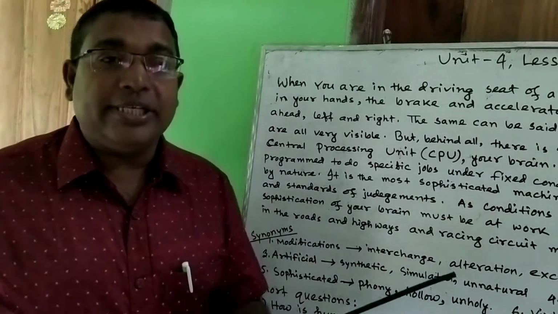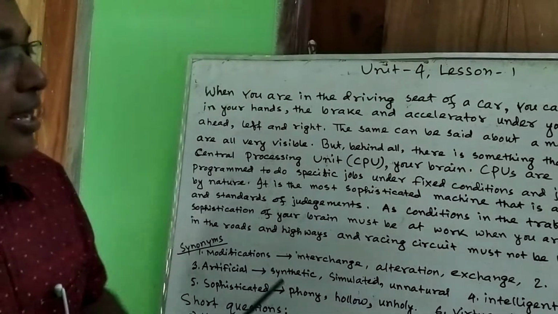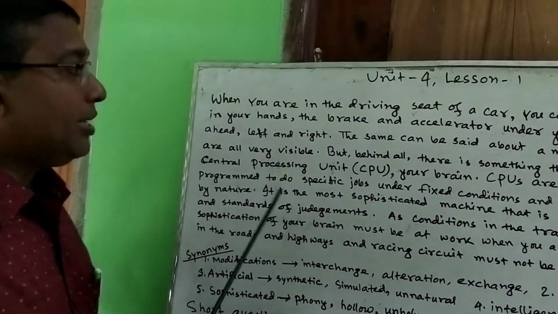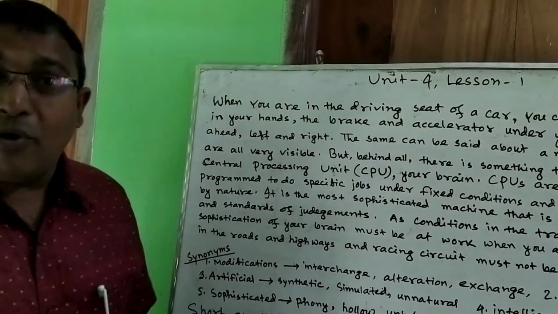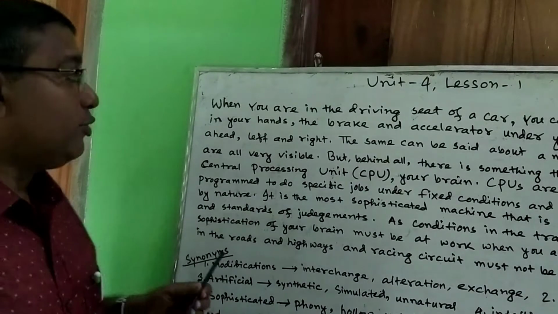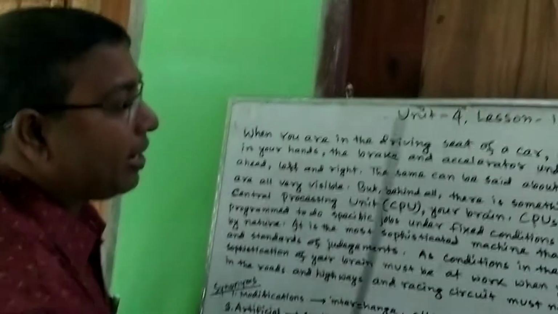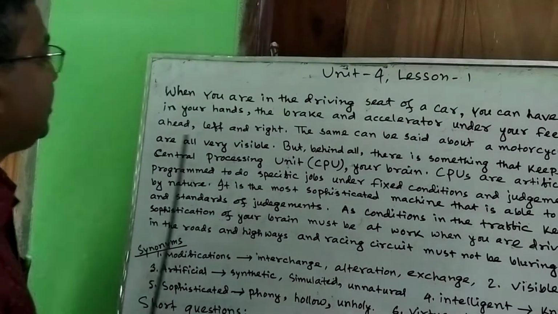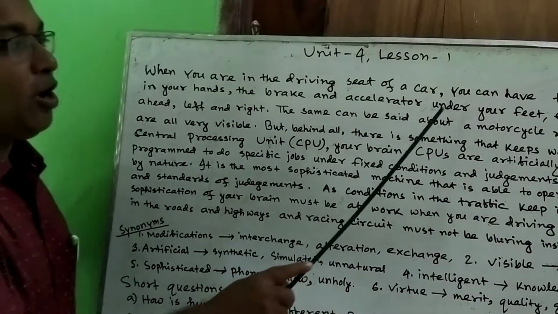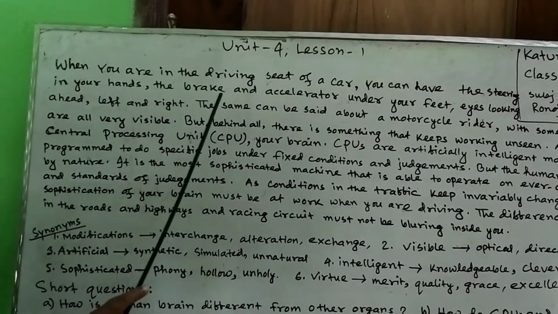Now I am going to teach you a lesson from Unit 4 and Lesson 1: how to negotiate traffic on the street. Let me at first read this passage for you to better understand what I am going to teach you today. When you are in the driving seat of a car, you have the steering in your hands, the brake and accelerator under your feet, eyes looking ahead, left and right.